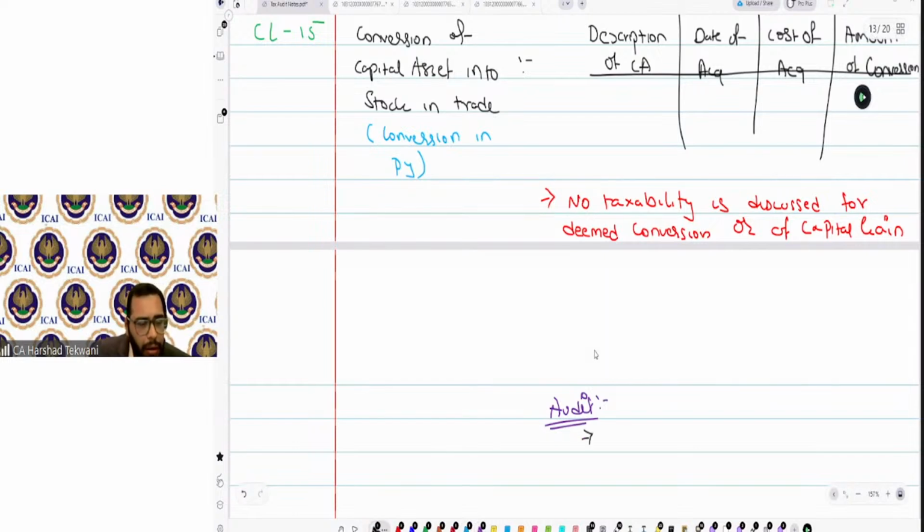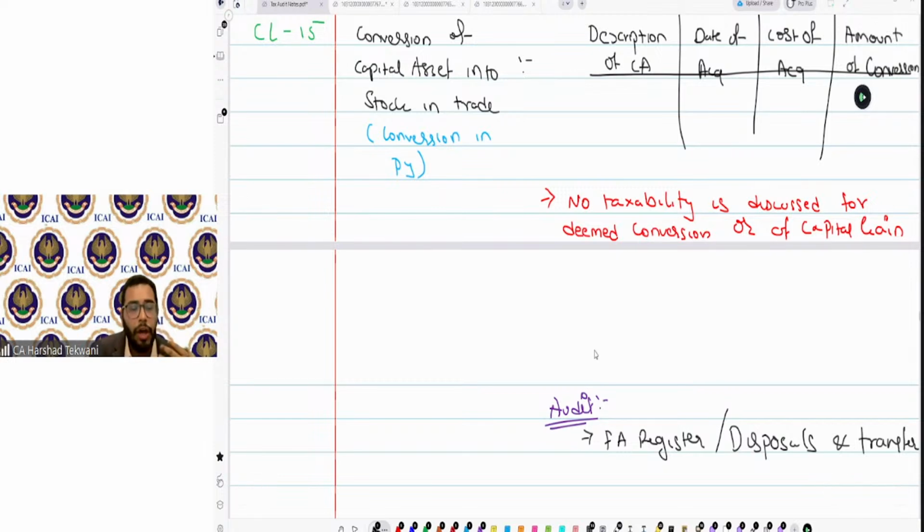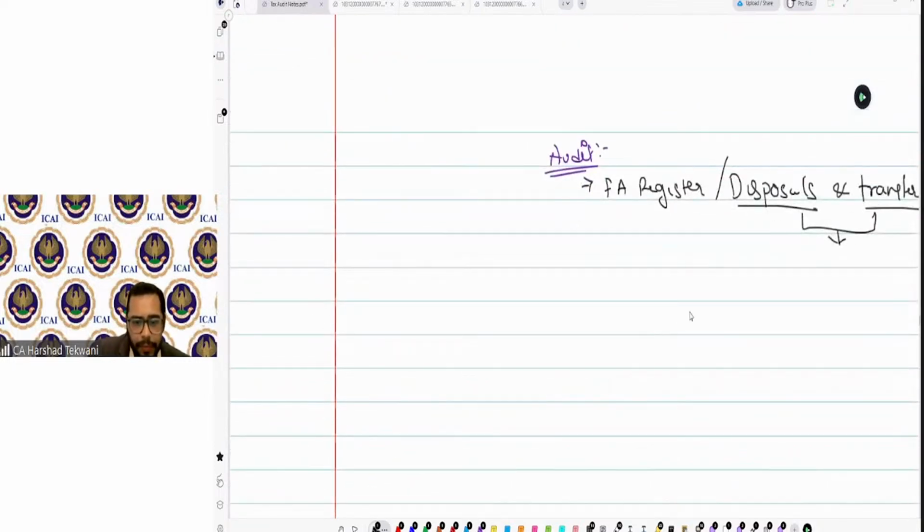The FA register, and specifically disposals and transfers in the FA register, will give you the details with respect to the capital asset which is converted into stock in trade. From the disposals and transfers, you can identify whether any conversion has taken place. Plus, the date is important to determine whether the asset is a long-term capital asset or a short-term capital asset.